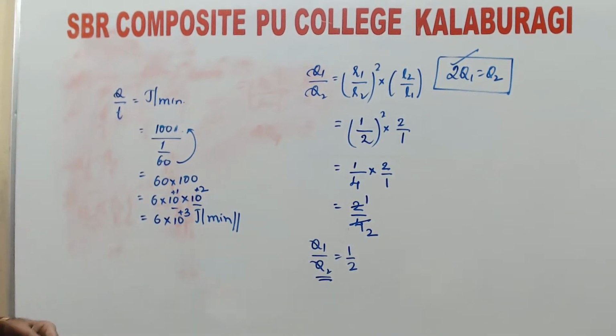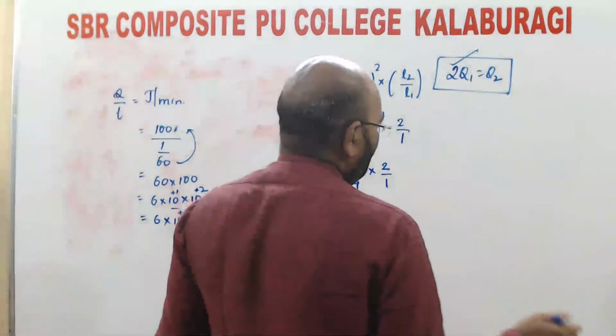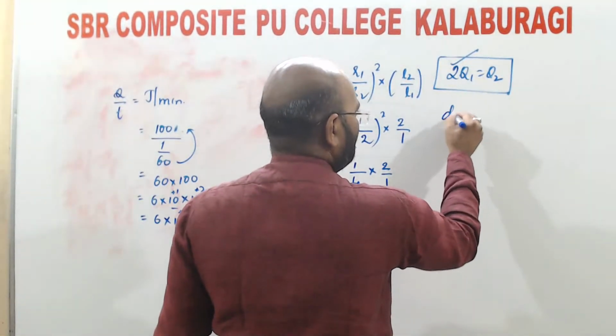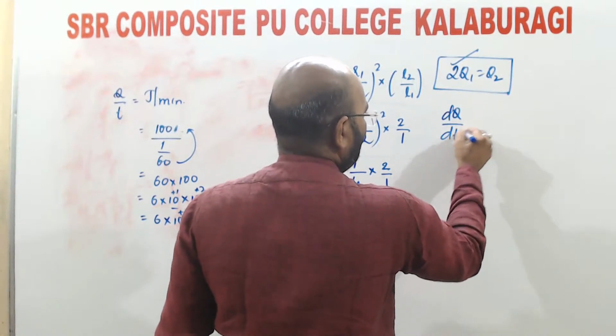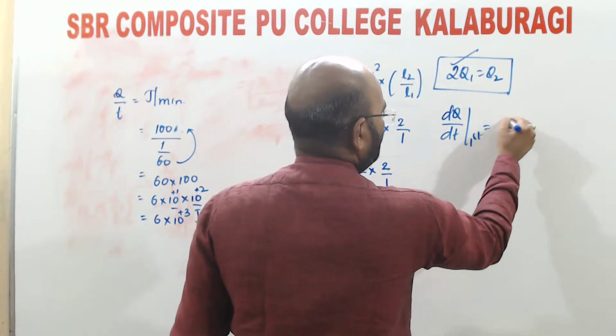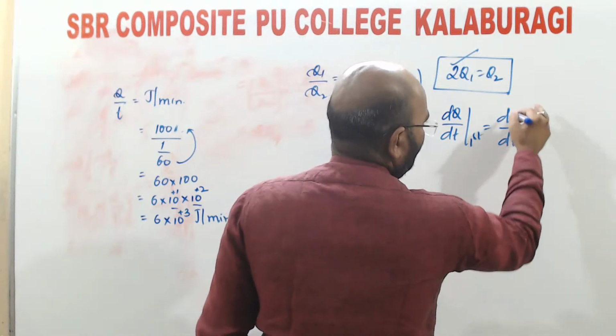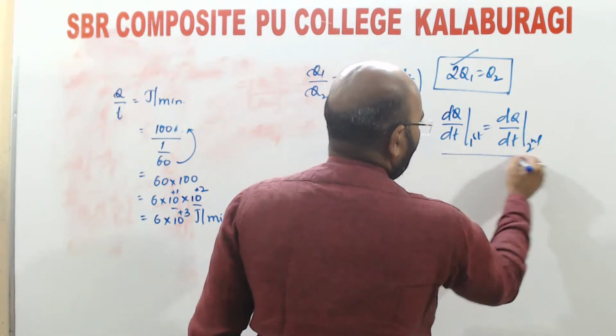In the second question, for the series case, the shortcut is: remember, when the heat current flows, the first one is always equal to the heat current flowing in the second one, dQ by dt. This you will remember. That's all.